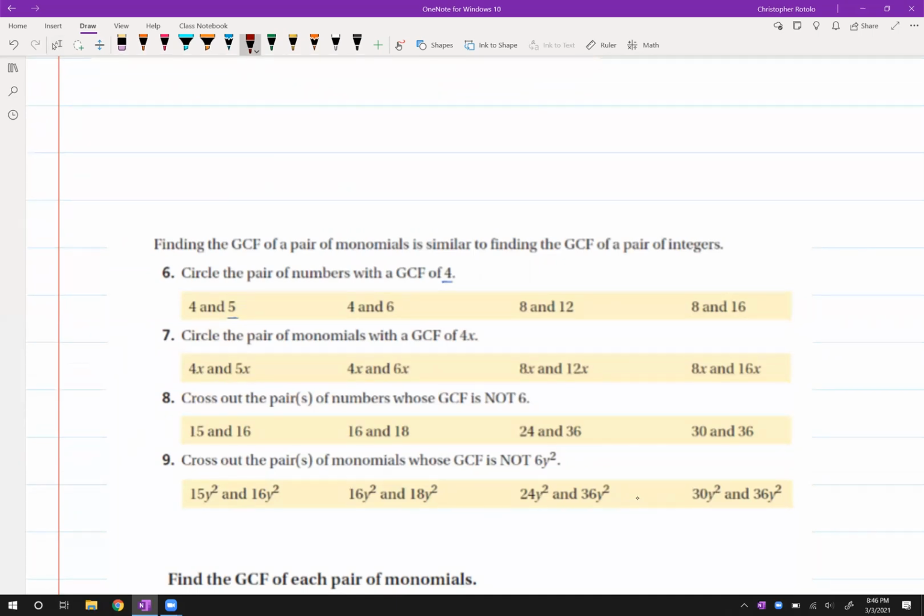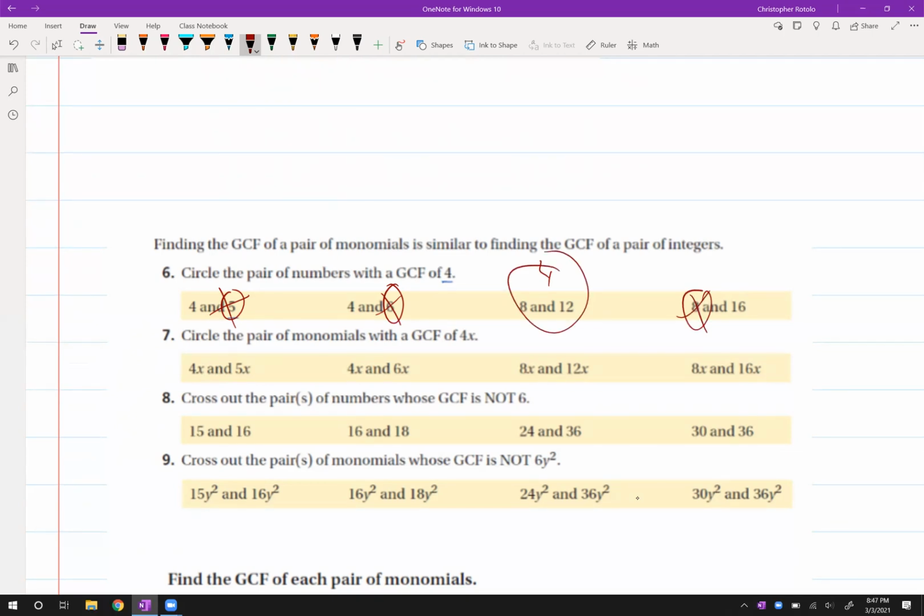Circle the pair of numbers with a GCF of 4. Well, 5 is not divisible by 4, so that's no good. Same thing with 6. What about 8 and 12? Okay, well, there's 2, 4. They're both divisible by 4, so they work. What about 8 and 16? Well, this one happens to be 8 instead of that. Okay, so 8 and 12.